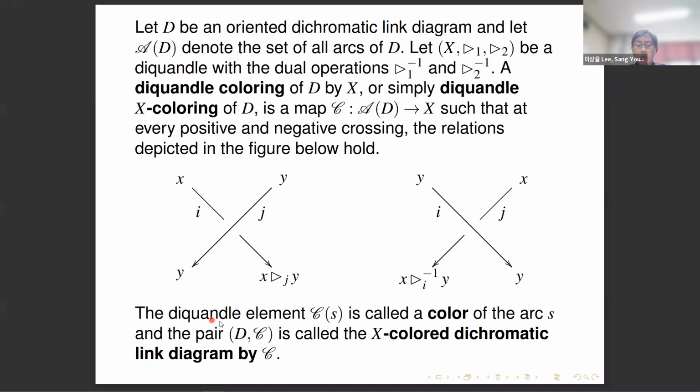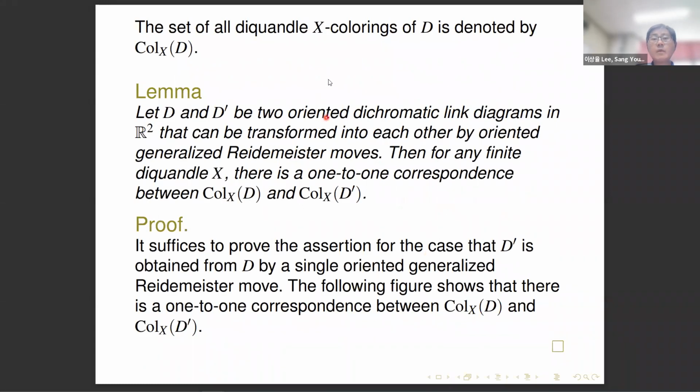Then the diquandle element is called the color of the arc, and the pair of the diagram D and this diquandle coloring is called an X-colored dichromatic link diagram. And as usual in the quandle and the biquandle, the set of all diquandle X-colorings of D is denoted by this notation.